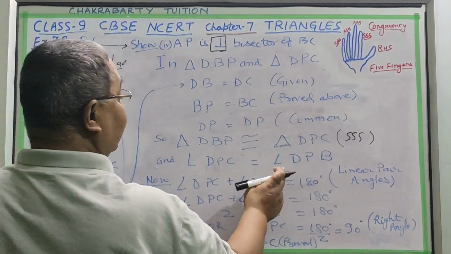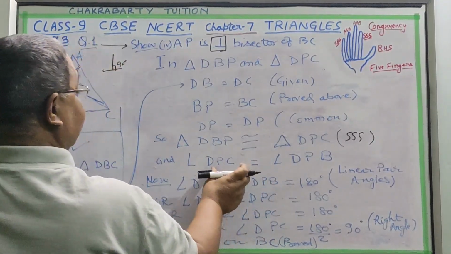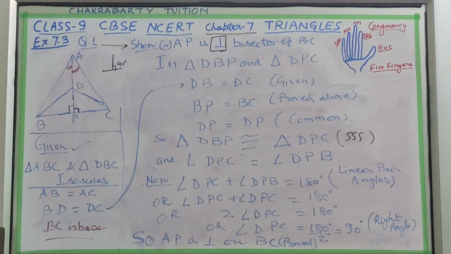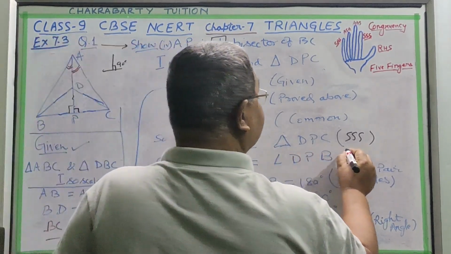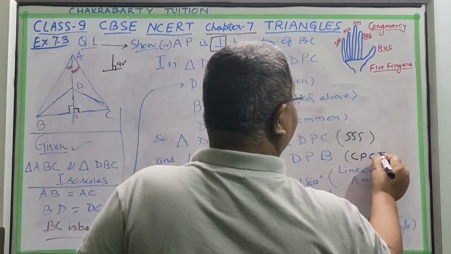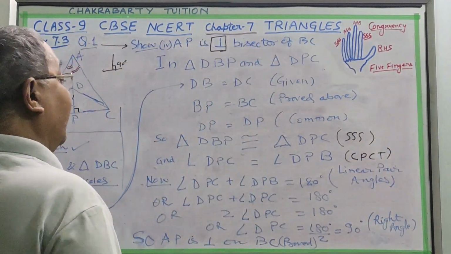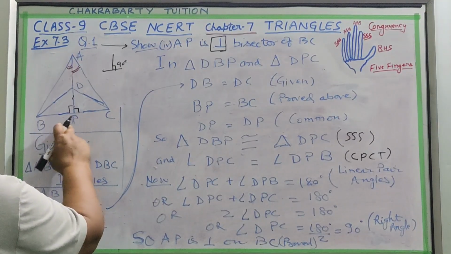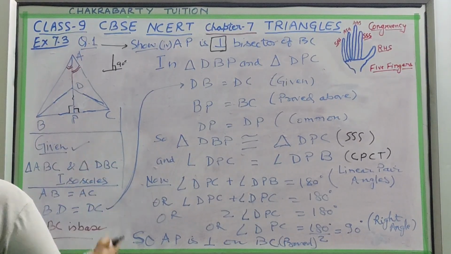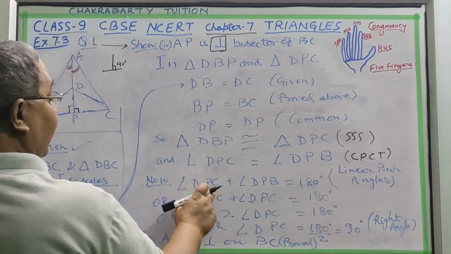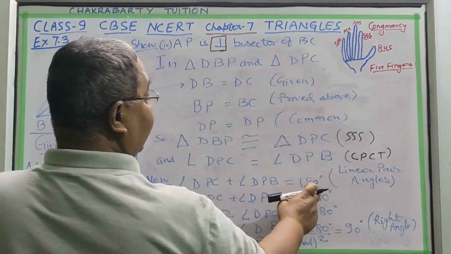Both the triangles will be equal. Angle DPC and angle DPB will be equal because of CPCT, corresponding parts of congruent triangles. Now, we see that these are on one straight line, BC. Both the angles are on straight line BC, so angle DPC plus angle DPB equals 180 degrees.